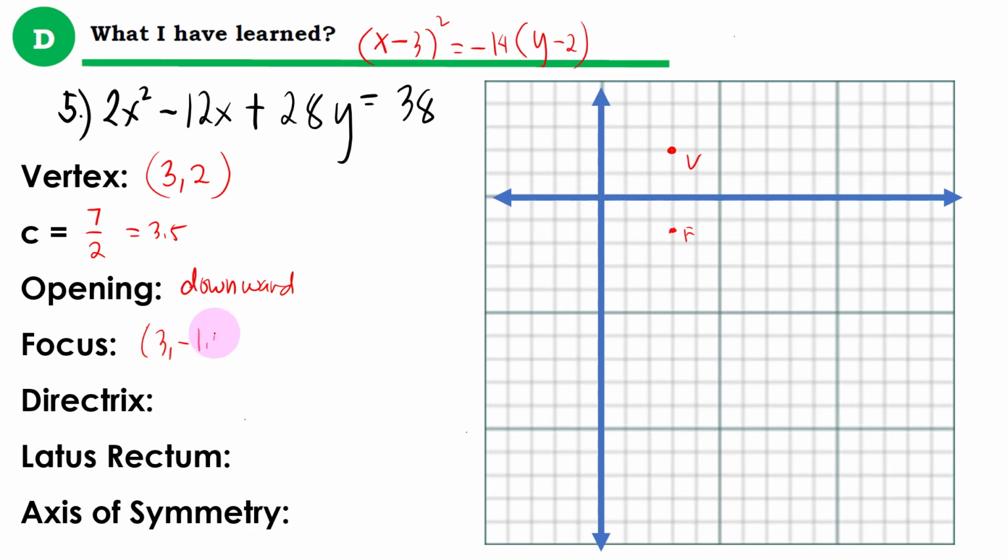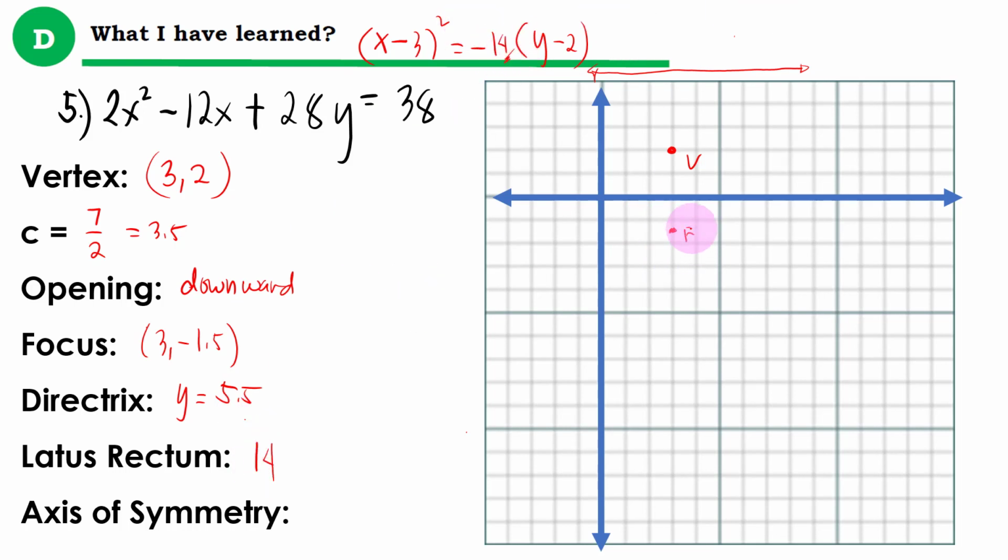3, negative 1.5. Okay, and our directrix, so bilang tayo ng 3.5 units, 1, 2, 3.5 na, lampas pala tayo. So, nandito yung ating directrix. So, nasan yun? So, that is 1, 2, 3, 4, 5, 5.5. So, nasa y equals 5.5. Our latus rectum is 14.